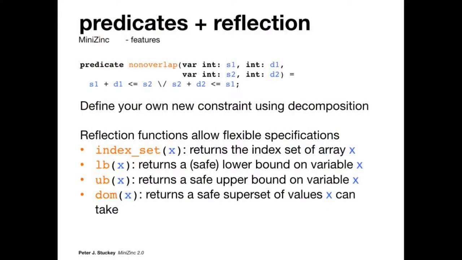But a key feature of MiniZinc is the ability to write your own predicates, and this is sort of core to what's going on in the whole thing. So here, let's say in a scheduling problem, I'm defining a non-overlap constraint between two tasks. We have a start time and duration and a start time and duration. I can just write it like that. And then I can use that non-overlap wherever I want. And I can do some reflection to work out various features of, say, arrays, index sets of arrays, lower and upper bounds of variables to build complex constraints.